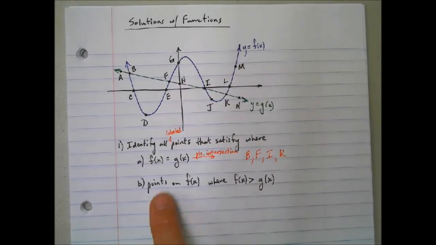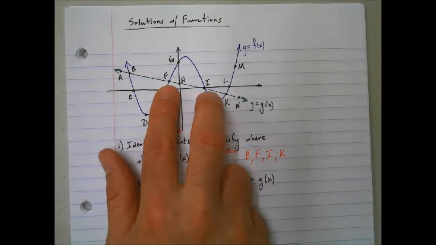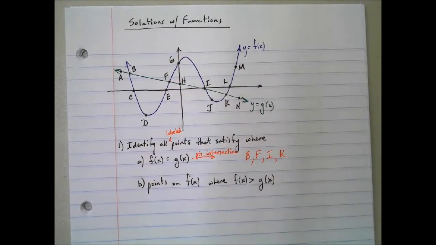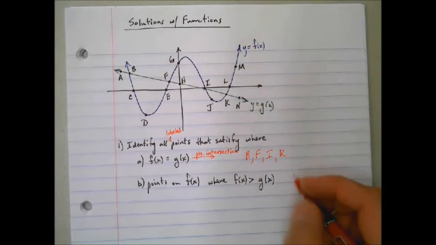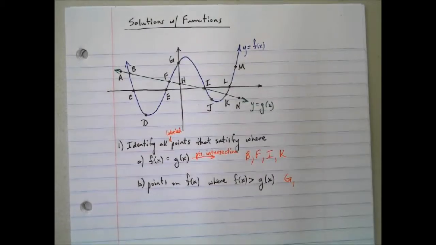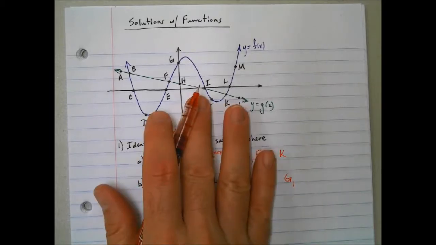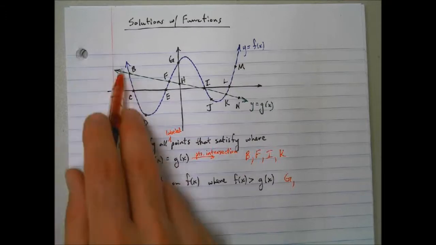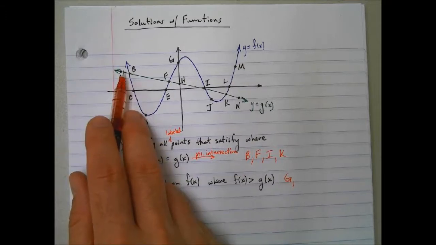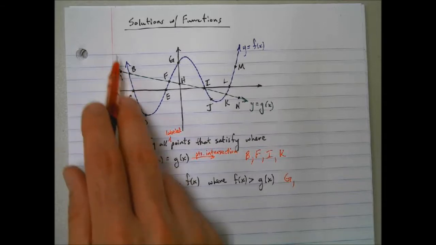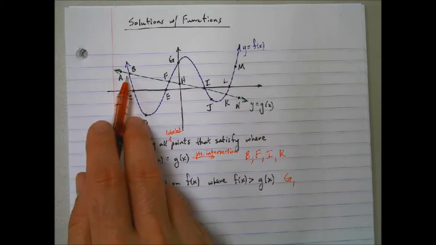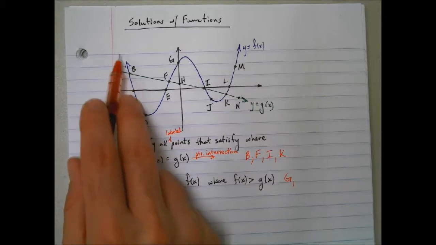But are there any points on f in between F and I where f is above g of x? Well, sure. Okay, so the point G satisfies that. Okay, is there any other place where f is above g of x? Well, yeah, out here far to the left, f of x will be above, but is there a labeled point on f of x where it's above g of x? No, because it's the point of intersection, but it's not above there, so there aren't any labeled points out here.